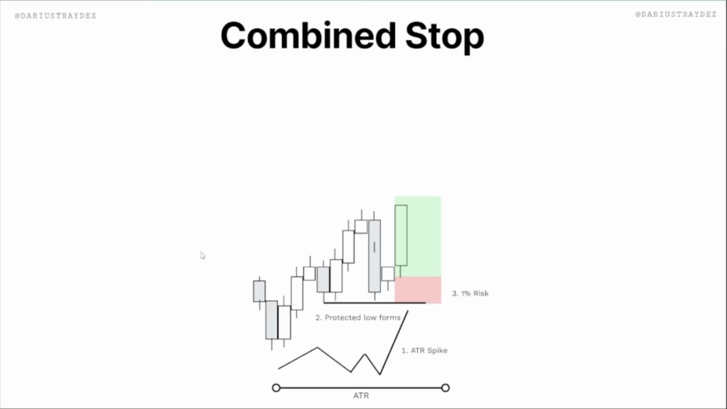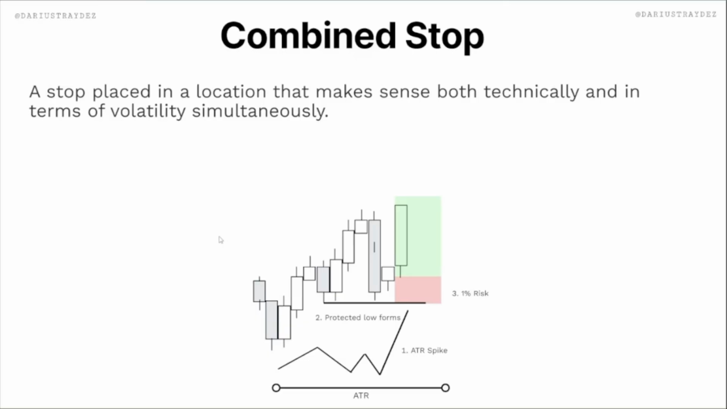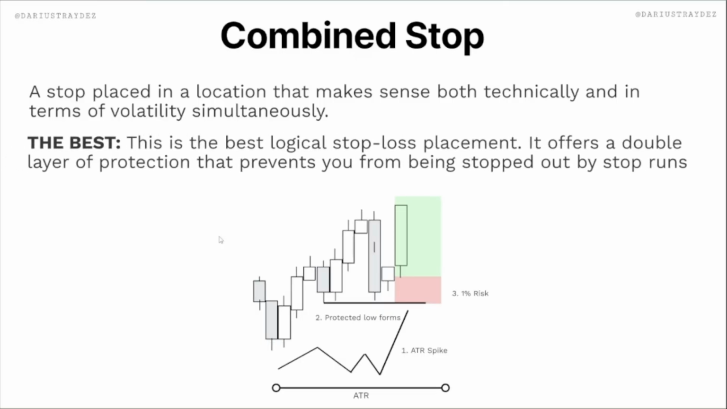Now we have a combined stop, and this is when it is a stop placed in a location that technically makes sense. So that initial price stop of what technically makes sense, but also in terms of the volatility. So you're accounting for the average true range while you're also accounting for the price action. So you're taking both technical data and quantitative data, and you're combining them. And this is very logical because it offers a double layer of protection. You're using two confluences that prevents you from being stopped out.